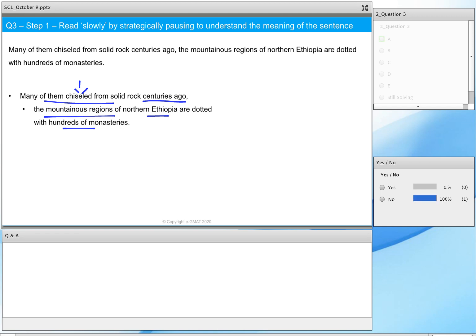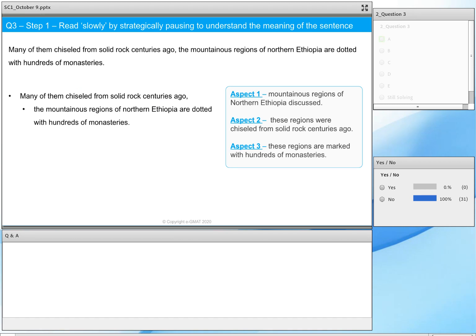Can mountainous regions be chiseled? As I explained why that word is there in the sentence, it helps us visualize. What can we understand when we say that something is chiseled from solid rock? Did anybody sit on a solid rock to chisel some mountainous regions of Ethiopia? Does that meaning even make sense? No, that meaning is not at all logical. Okay? So these are the few pieces of information that we are getting from this sentence.